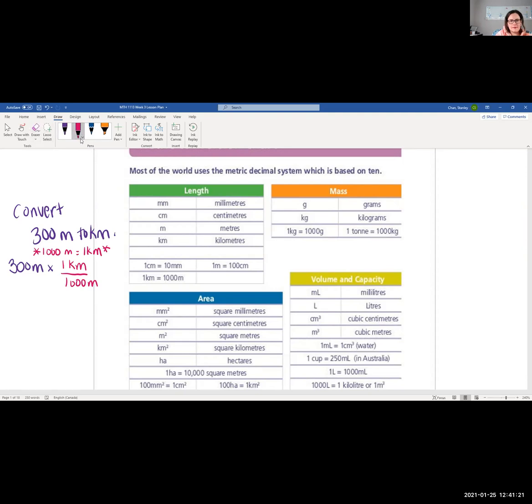Watch the units cancel. Meters cancels with meters, and we're left with basically whatever 300 divided by 1,000 is equal to. So 300 divided by 1,000 is equal to 0.3 kilometers. So that's converting 300 meters to kilometers is 0.3 kilometers. So that's how we take all of these conversion factors.